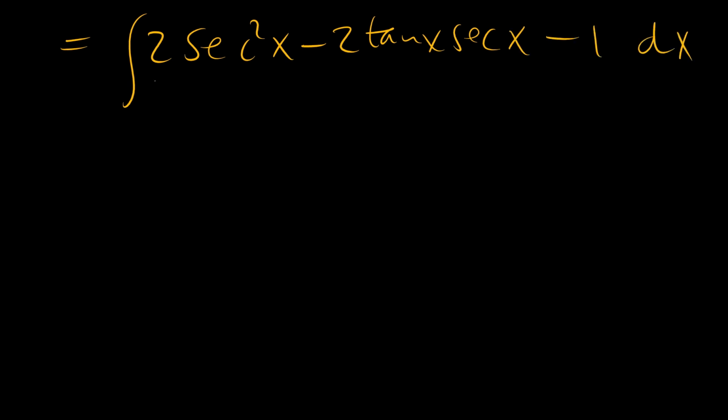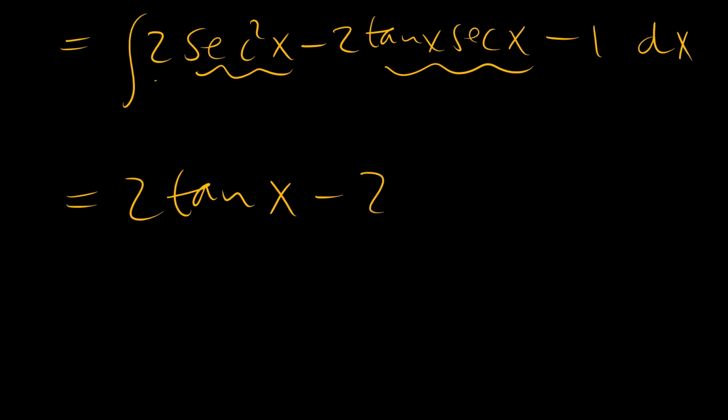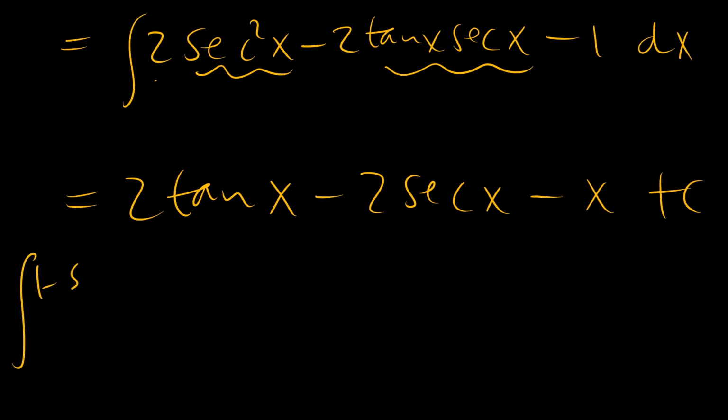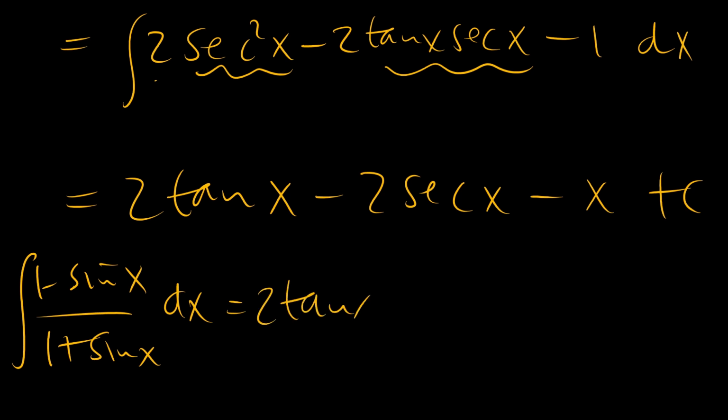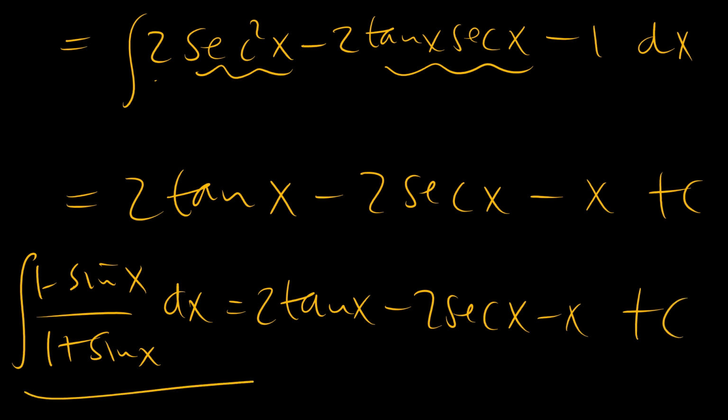And so sec squared x is the derivative of tangent x, tan x sec x is the derivative of sec x. So we get 2 tangent of x minus 2 sec of x minus x plus the integration constant. So succinctly expressed, we can just say 1 minus sine x over 1 plus sine x integrated is the same as 2 tangent of x minus 2 sec of x minus x plus the integration constant. And that is our answer.